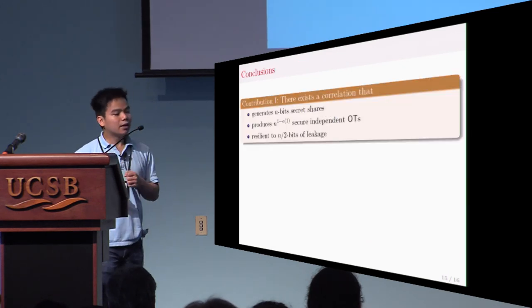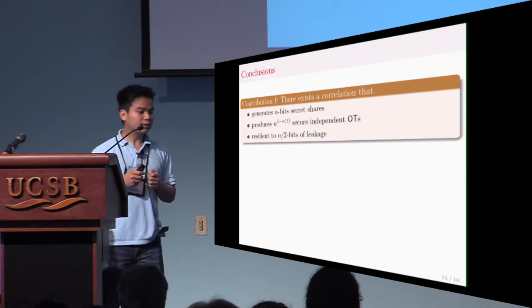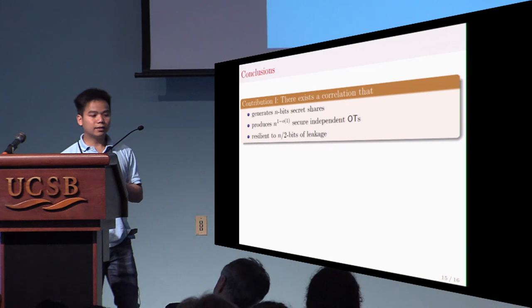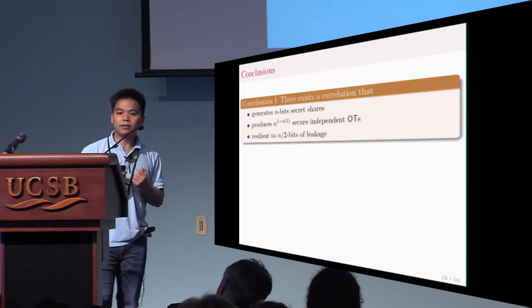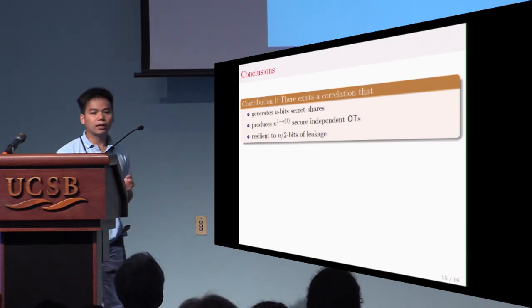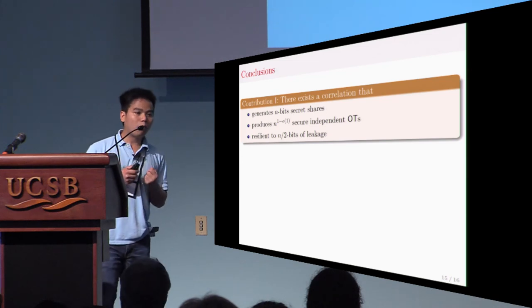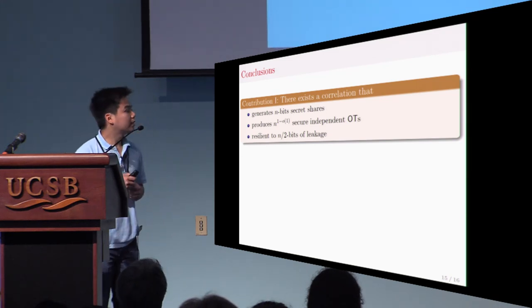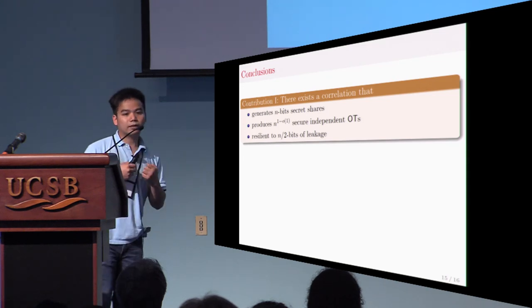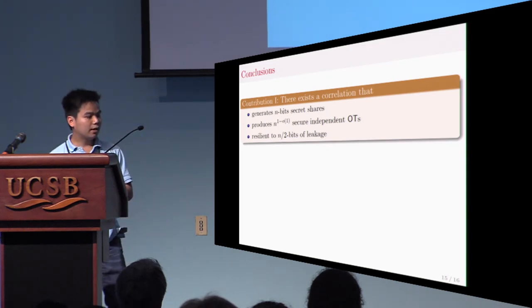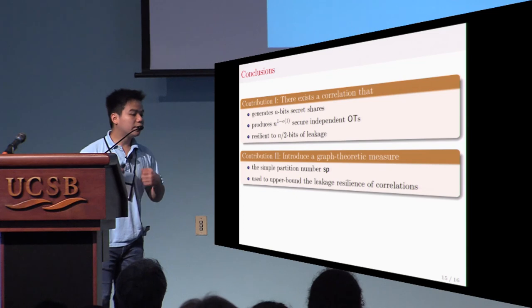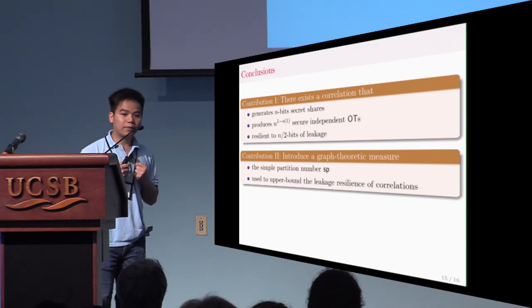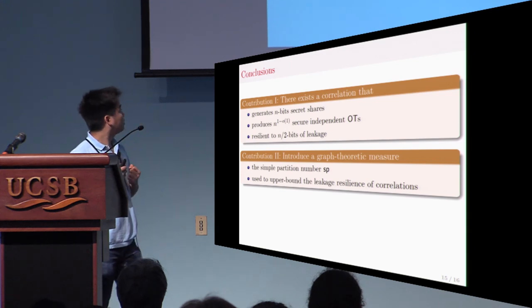So in summary, we have two contributions. The first contribution is that there exists a correlation that generates n-bit secret sets. It produces n^(1 - o(1)) OTs independent of this, and it is resilient to n by 2 bits of leakage. And the second contribution is that we introduce a graph-theoretic measure, the simple partition number, and it can be used to bound the leakage resilience of correlations.